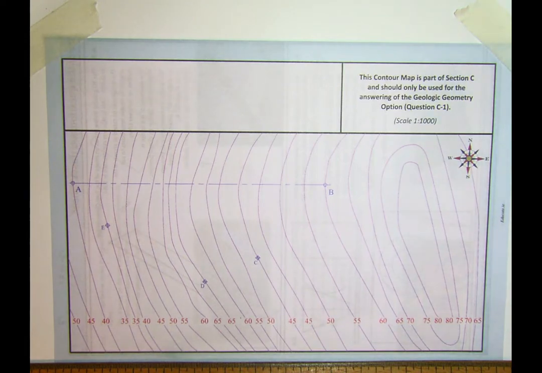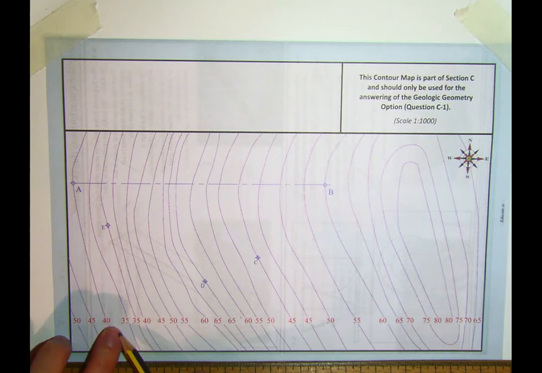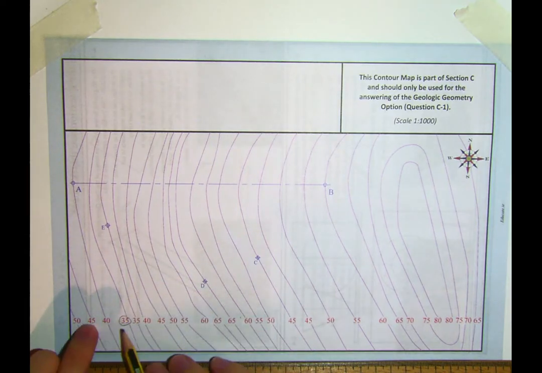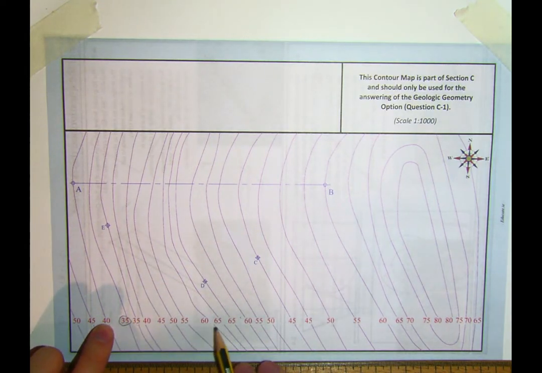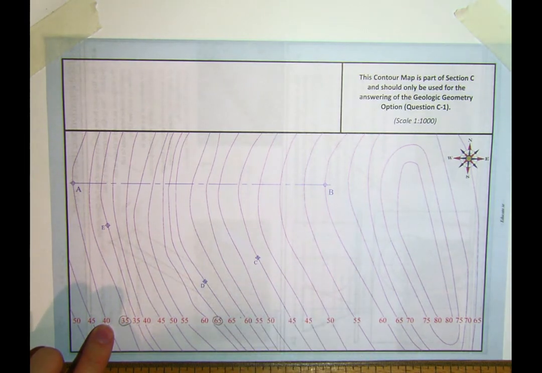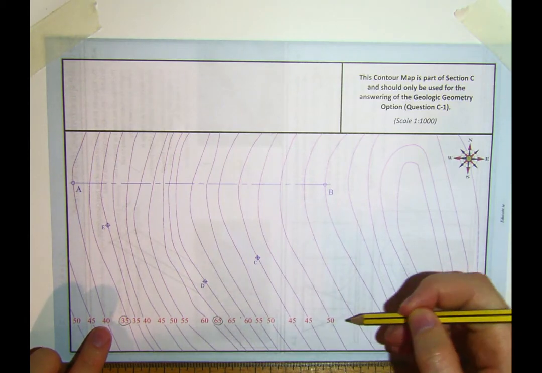So the first thing that we're going to do, as with all of these questions when we're looking for a profile, is we're going to find what is the lowest height along this, and then find the highest height. So the lowest one appears to be 35. And the highest one is 65. So there's 75s and 80s over here, but they don't interact with the line AB, so we don't need to worry about that.